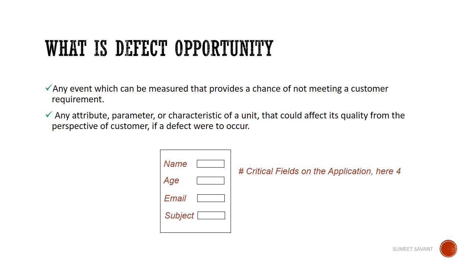In the online request form, which we have seen in the previous slides, the customer needed the applicant to fill all the 4 fields to ensure the quality of the unit. That is the submitted request form. Hence, each field presents an opportunity for a defect to occur. So we can say that the unit has 4 defect opportunities.